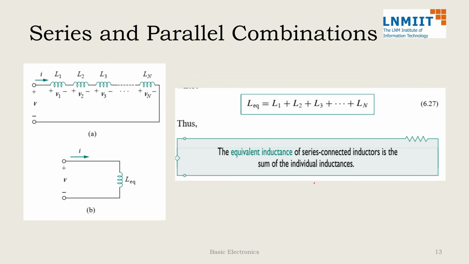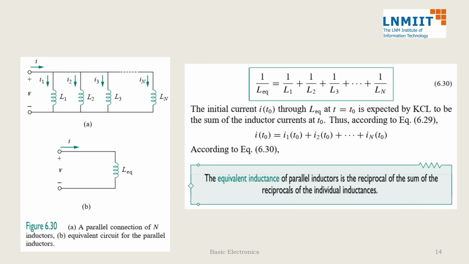When you are putting inductors in series, then the total inductance is the summation of all of them, L1 plus L2 till Ln. And when you are putting them in parallel, then 1 by L equivalent is 1 by L1 plus 1 by L2 plus so on, just like resistors.